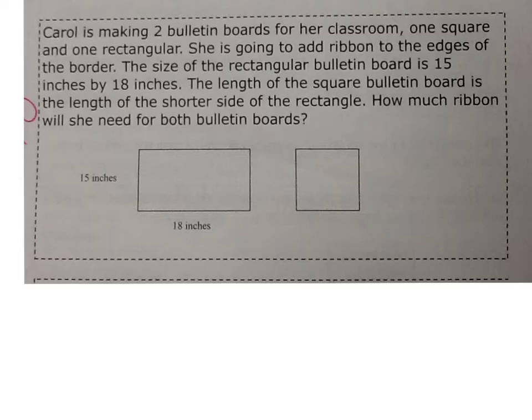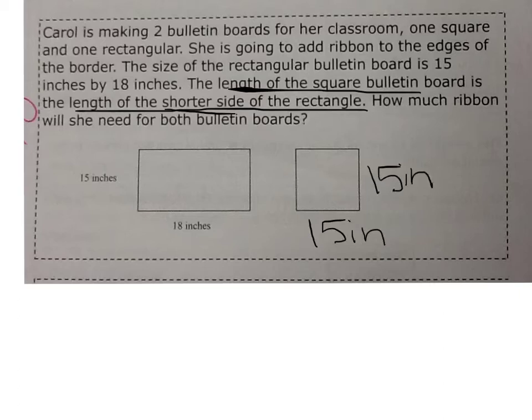The first piece of information we need to focus on is that the length of the square bulletin board is the length of the shorter side of the rectangle. When I look at my rectangle shape, I realize that the shorter side would be 15 inches. That means that for my square, each side would be 15 inches. Since the question says that Carol's making 2 bulletin boards, I don't need to add my shapes together because it specifies that we have separate bulletin boards.